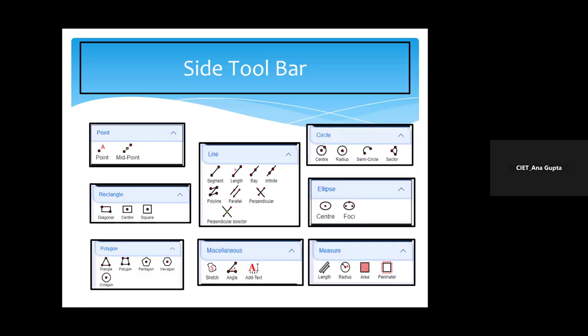In the side toolbars, you can see what features they are providing. We can draw a point, a midpoint, rectangles, different polygons, line segments, different types of lines, circle, ellipse, and we can also give measurements. You draw any geometrical entity, and if you want to measure, you can click on this measure.